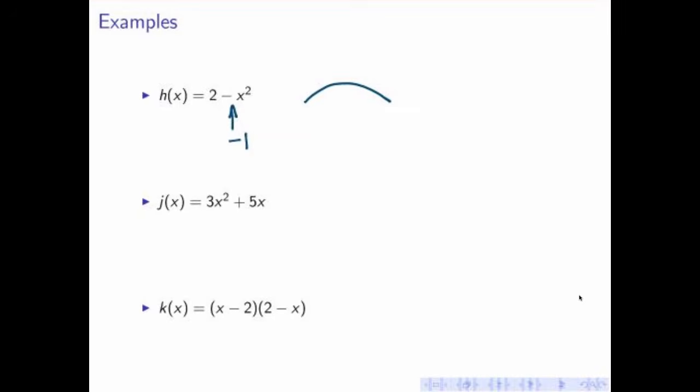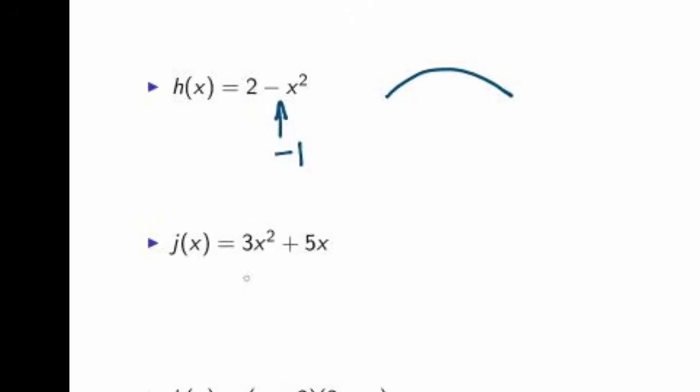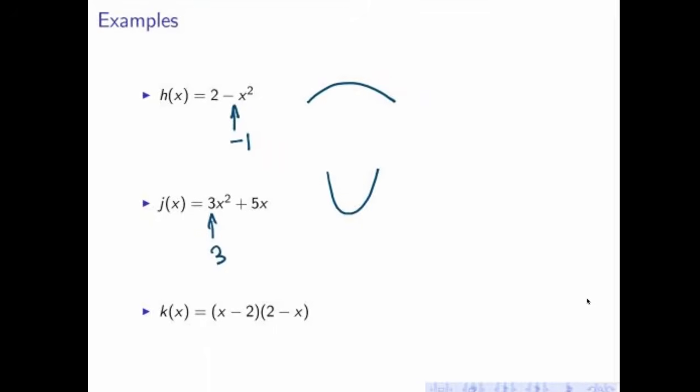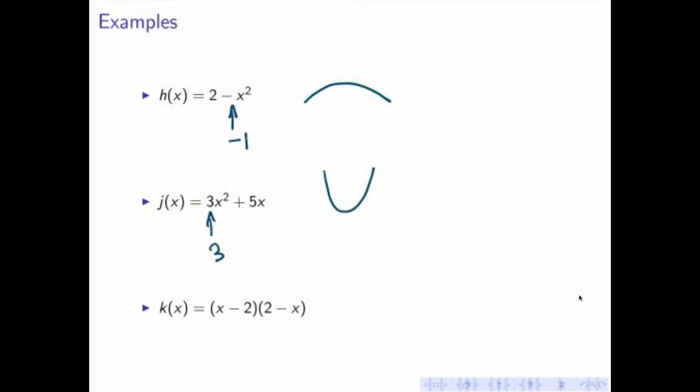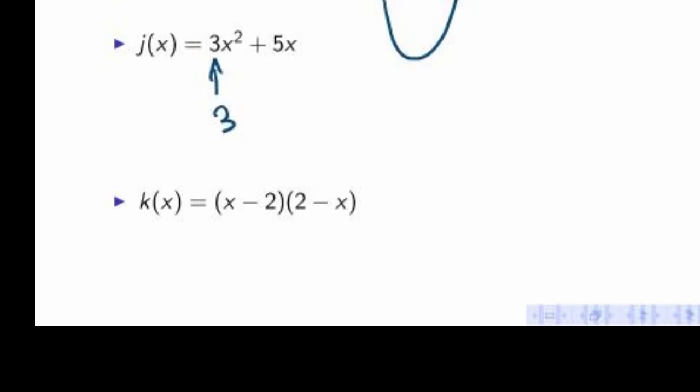The next function has a 3x squared plus 5x. So here the leading order term is 3, and so you have concave up. It looks like this. The last one looks a little bit more tricky. So we really need to multiply to see what the square term is. So let's multiply this out.